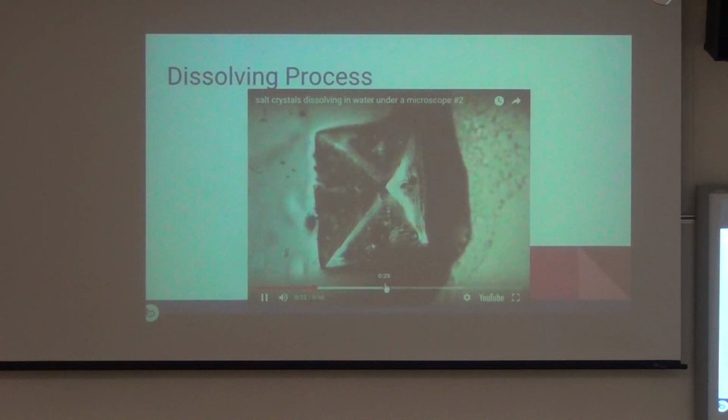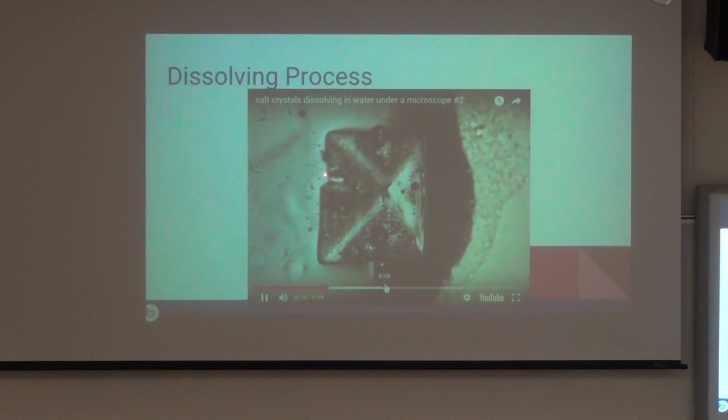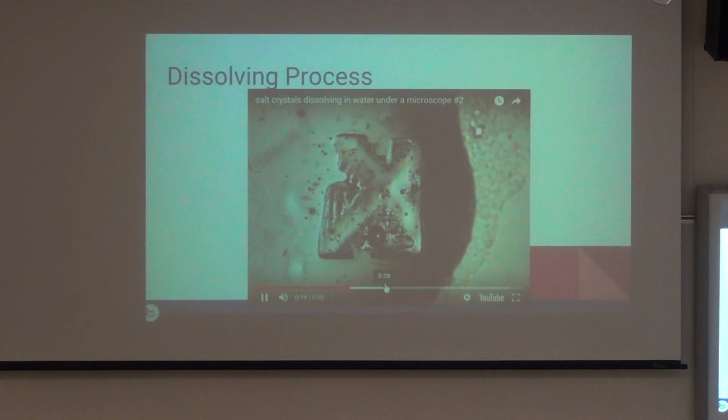And cue water. And it happens really quickly. You can start seeing it. It's just moving away. So that's just the water molecules themselves. They have that internal vibration and motion. They're bumping in and carrying ions away.